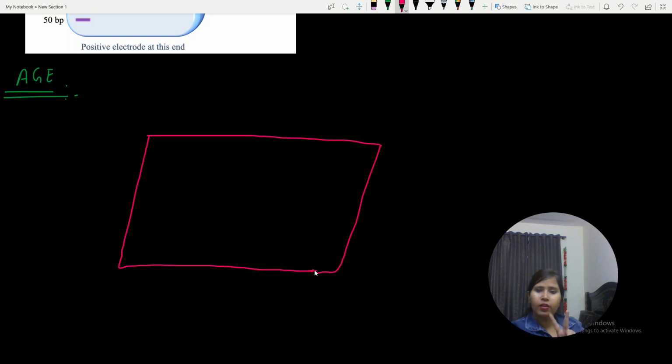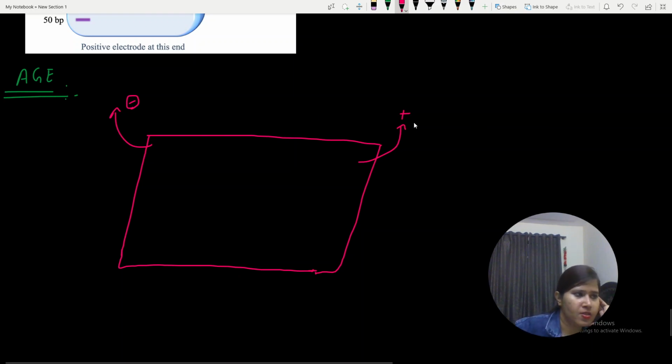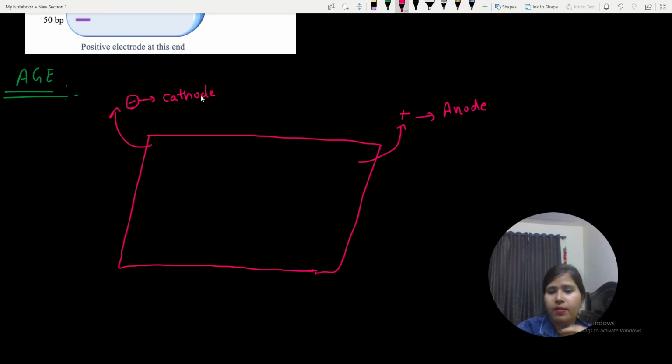In this vessel, there are two kinds of electrodes present. One is your positive electrode and one is your negative electrode. Suppose this is a positive electrode and this is a negative electrode. You know that the positive electrode is called the anode. This instrument has two ends, and on the ends two electrodes are attached, one anode and one cathode. Cathode is the negatively charged electrode and anode is the positively charged electrode.